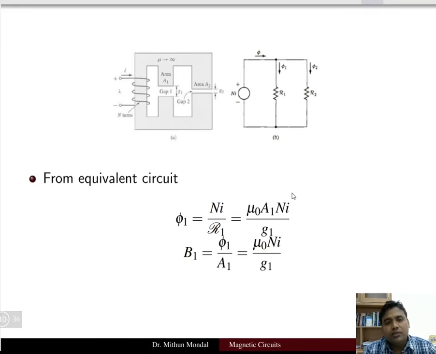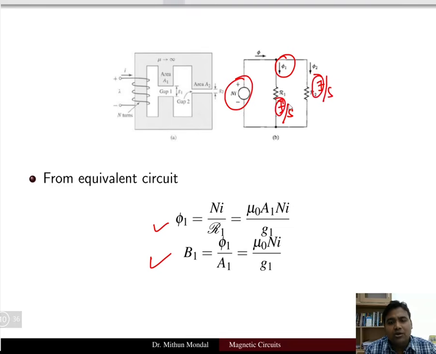So in the second part of the question, I think something else was asked: what is the flux and the flux density. You have easily determined the flux phi 1, that is the mmf divided by reluctance. So mmf divided by reluctance of this part, and mmf divided by reluctance of this part. The mmf remains constant because it is in parallel, so you keep it constant and then divide it with reluctance to find the flux and the flux density.